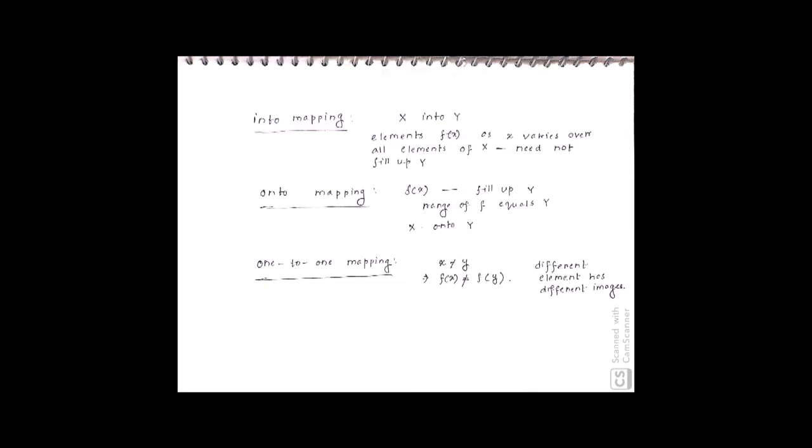So we have discussed two things. Number one is into mapping, and number two is onto mapping. So what is into mapping, or X into Y? That means the collection of all f of x does not cover the set capital Y. And if it does, then the mapping f is said to be onto mapping. Okay.